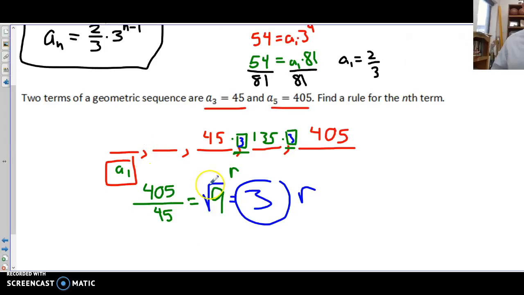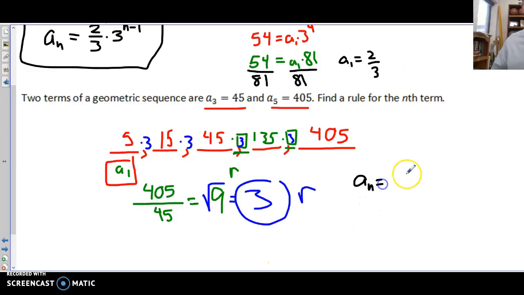Well, in this case, go backwards. Okay, remember, I'm multiplying by 3 to get 45, and I multiplied by 3 to get something before that. So go backwards. 45 divided by 3, well, that's going to be 15. And 15 divided by 3, well, that's going to be 5. So a little bit of thought to figure out the ratio, work backwards to find the first term.